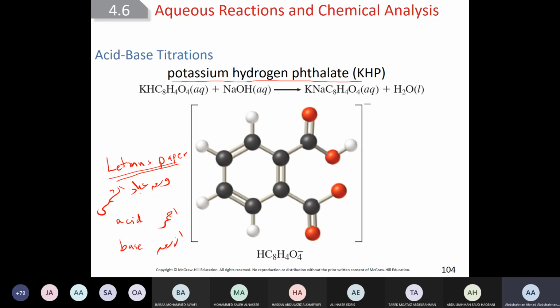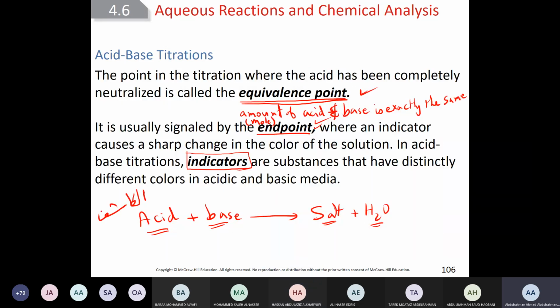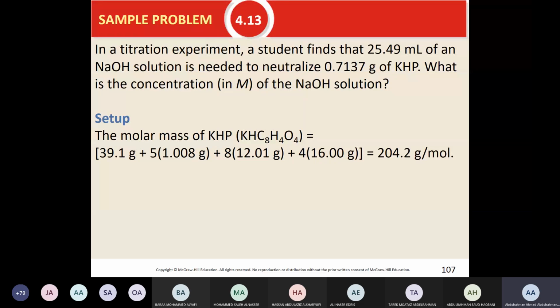Is this clear? All right. Clear. Good. Yes, doctor. Good. Let's solve this problem. We have here the reaction between an acid, which I'm going to call KHP.